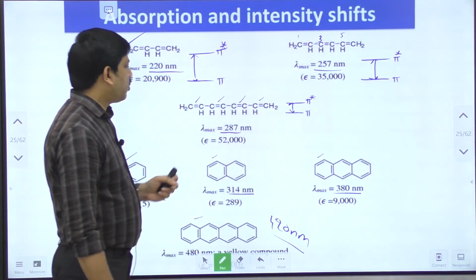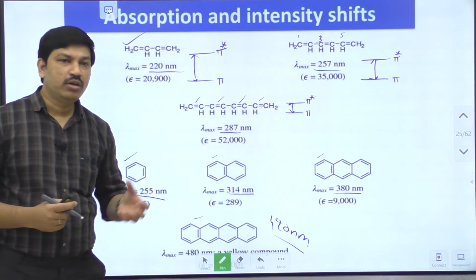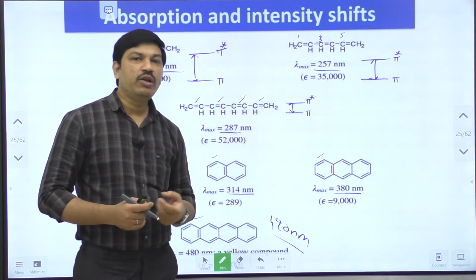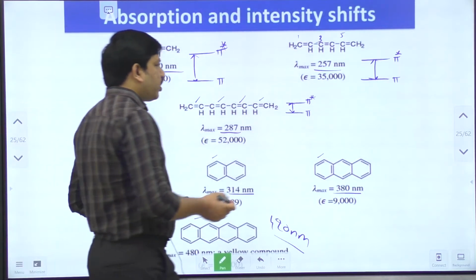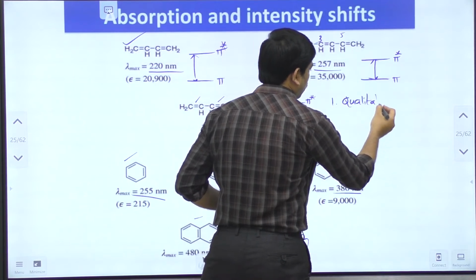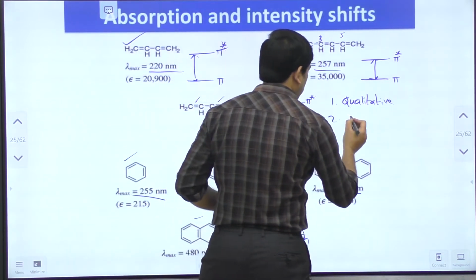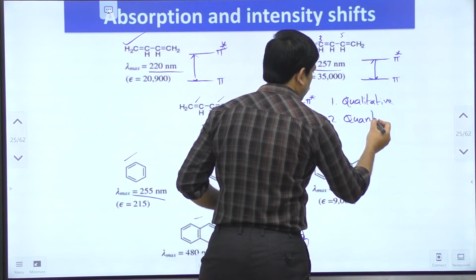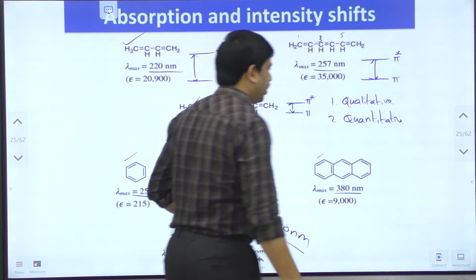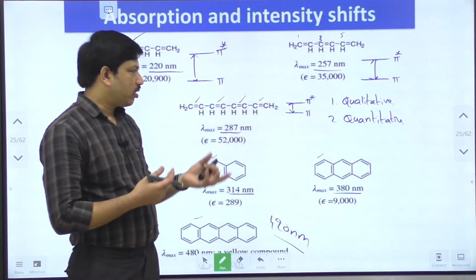Okay, so this is something about UV visible spectroscopy, but we have to understand what the applications of UV visible spectroscopy are. Generally, with respect to UV visible spectroscopy, we have 2 different types of applications. The first category is qualitative applications, and the second category is quantitative applications.